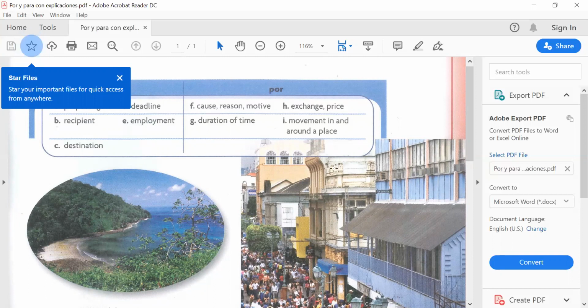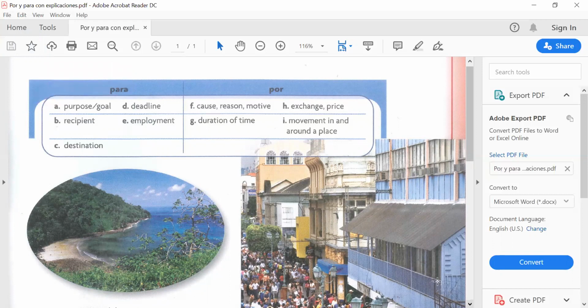because, hold on, let me make that go away, because this is the instructor edition of this scan of this page, por and para. You can see up here, this is not our current textbook, but they give you different ways in which por and para are used. They say para is used for a purpose or a goal, for a deadline, for a recipient, for employment. Para is also used for a destination, and we'll see a couple of examples of that in a few minutes.